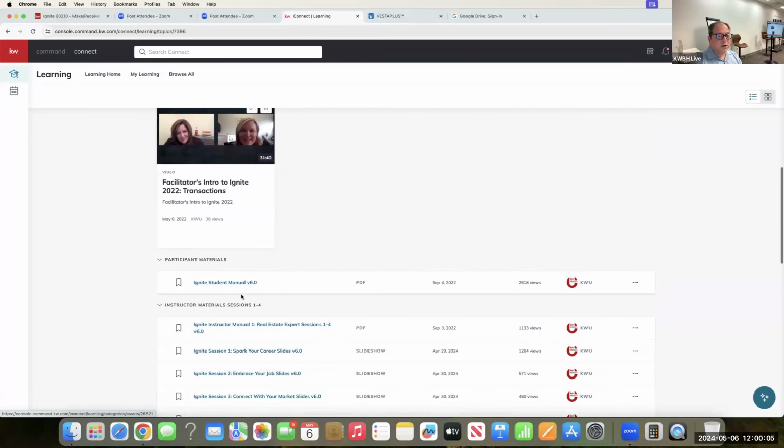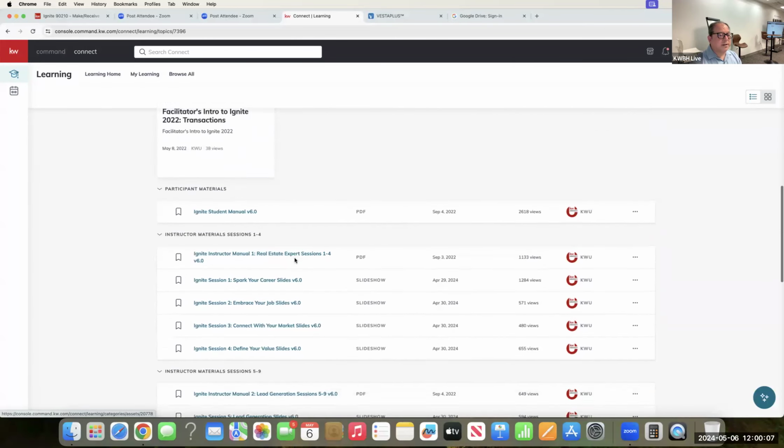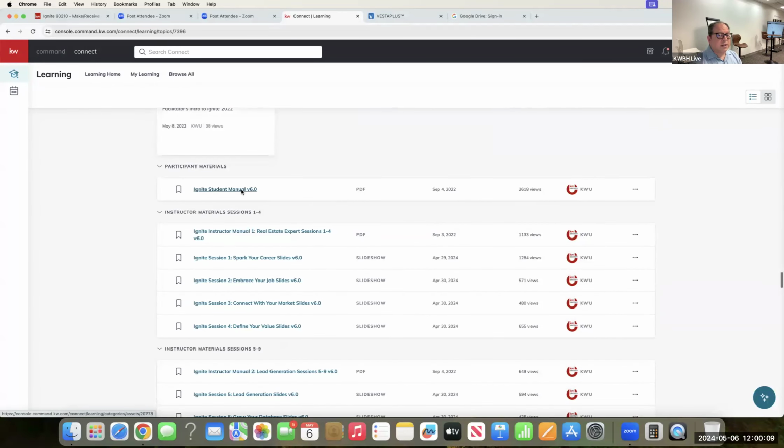Source videos, participant materials. So here's the student manual. Oh, it's on the bottom. You could download that student manual and have all 20 student manuals. And then you can start with number 1 and just start filling them out. So today we're going to teach number 17, and that's out of 20. All our materials are here. Just search Connect for Ignite.